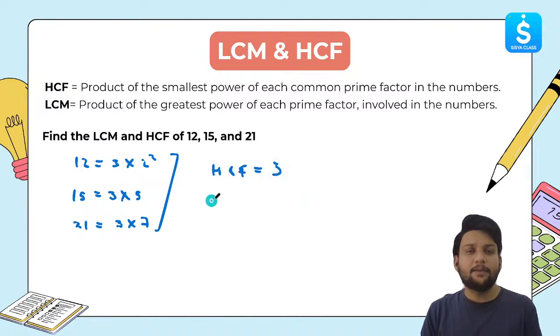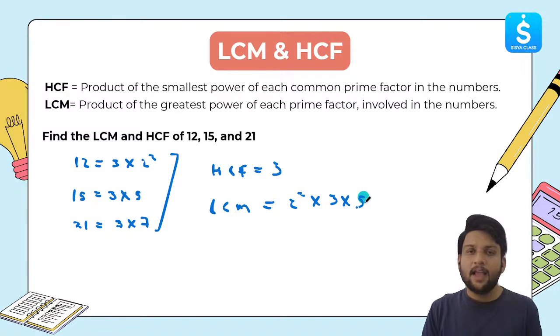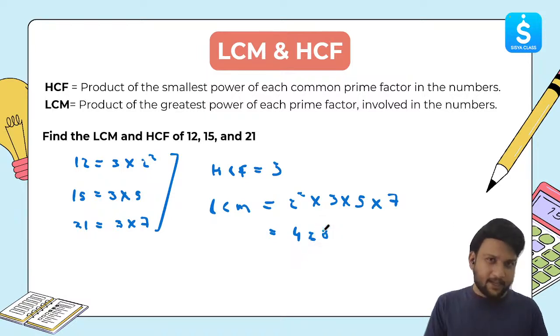And for LCM, what will I do? I have to consider the greatest power of each prime factor. That is, I have 2 squared, the highest power of 3 is 3 only, then I have 5, highest power 1, and then 7, highest power again 1. Now 2 squared is 4. 4 times 3 is 12. 12 times 5 is 60. 60 times 7 is 420. So there we have it, we have found HCF and LCM.